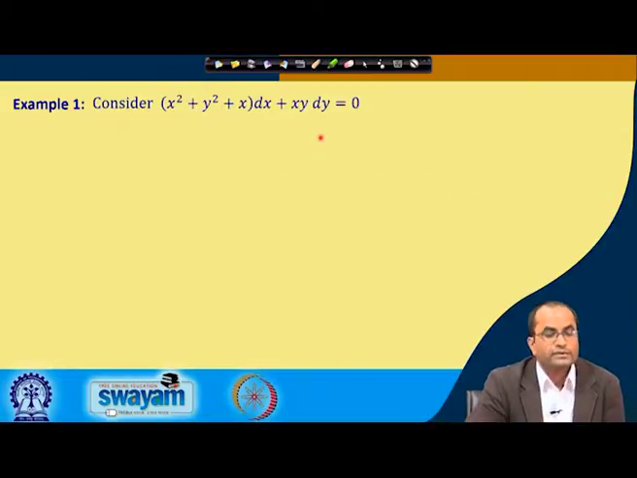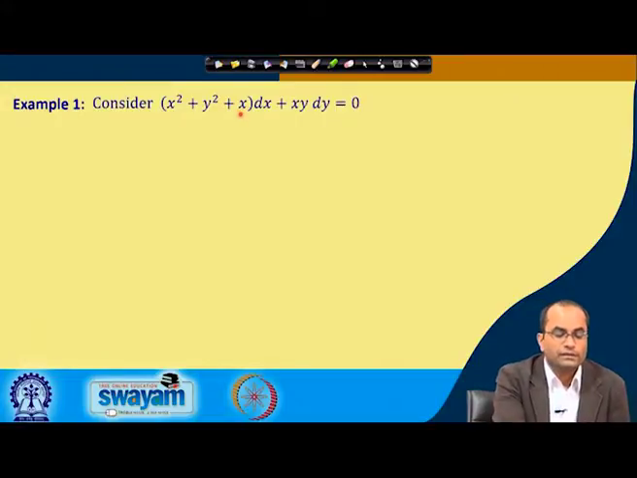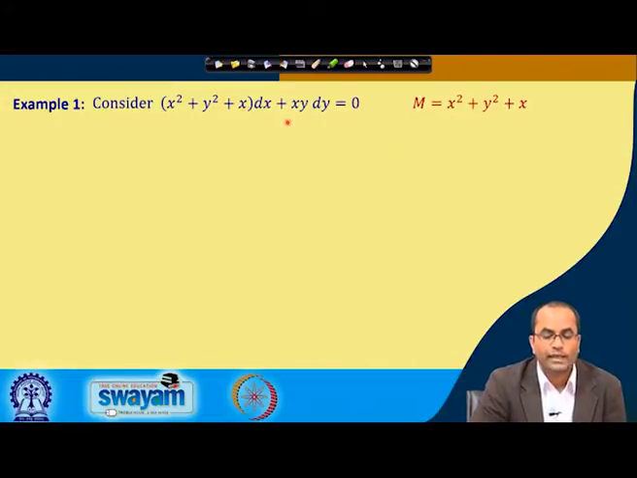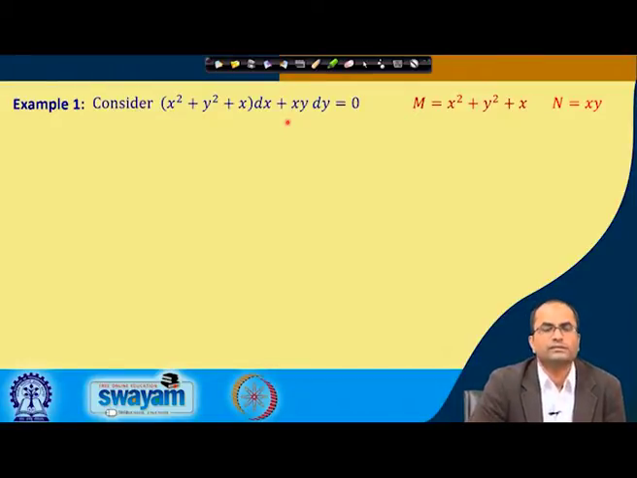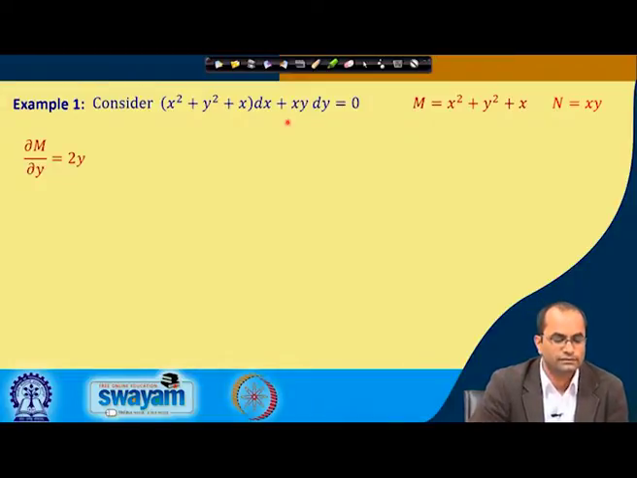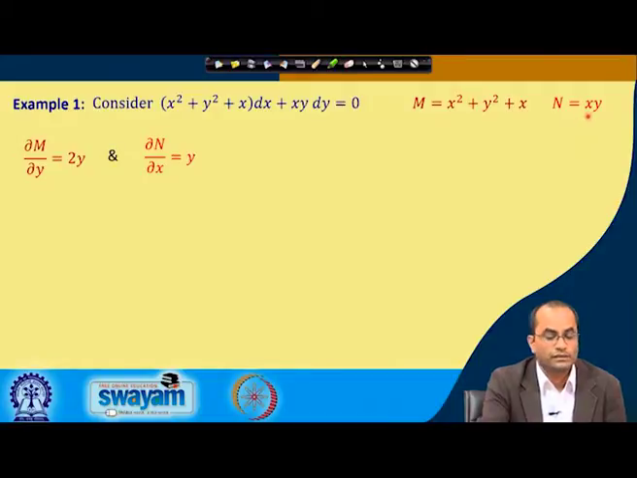Let us consider this first one: (x squared plus y squared plus x) dx plus x y dy is equal to 0. So, we have M and N, where M is x squared plus y squared plus x and N is x y. We can check that this equation is not exact, as del M over del y here is 2y and del N over del x is just y.